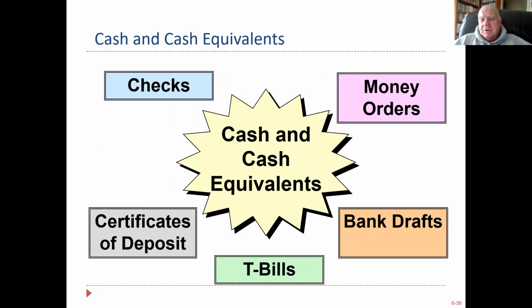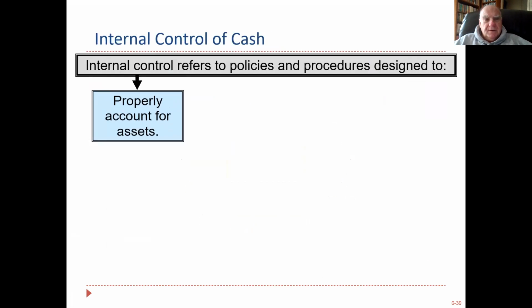Okay, now we get into some more fun stuff. This is a pretty grueling chapter. I think you'll agree. Chapters 6, 7, and 8 are not terribly hard, I don't believe, but there's an awful lot to be learned, okay? We know what cash is. Cash is coins in our pocket and bills and checks, direct deposits, wire transfers, bank drafts, T-bills, certain certificates of deposit under 3 months or so.